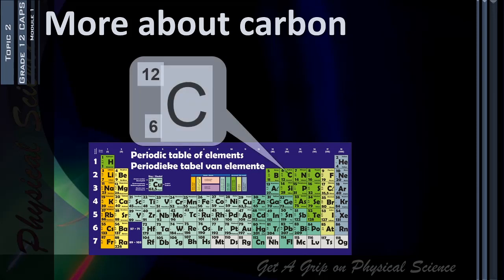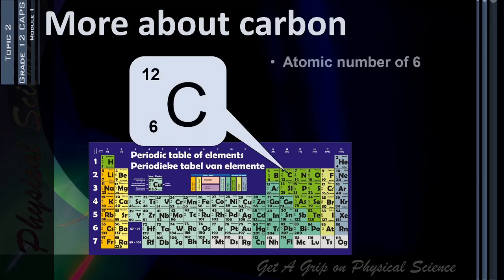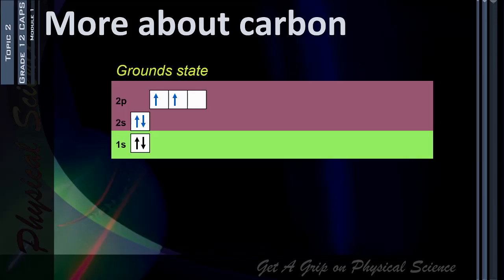If we look at carbon on the periodic table, you will see that carbon has an atomic number of 6. This means that carbon has 6 protons and 6 electrons. And if you look at the atomic mass, carbon also has 6 neutrons. Carbon is in group 4 of the periodic table. This means that carbon will have a valency of 4. Valency of 4 means that carbon needs 4 electrons to complete its outer shell or energy level.